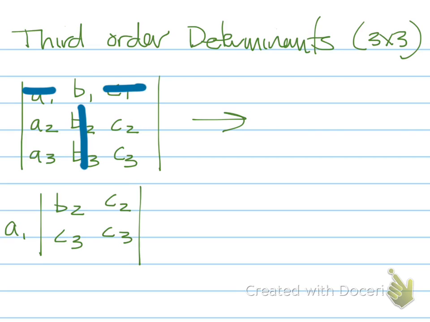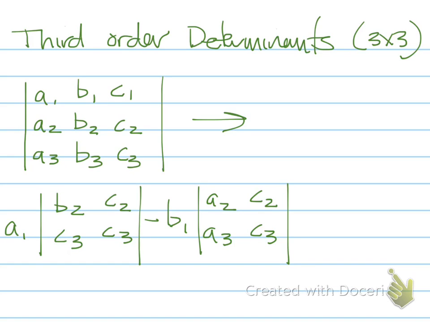And then to find the next part of that determinant, we're going to take the next element in the first row, which is B1, and we're going to subtract the product of B1 and the remaining 2x2 matrix whenever we cross out everything else that's in the same row and column as B1. Once we cross those out, we're left with A2, C2, A3, and C3.